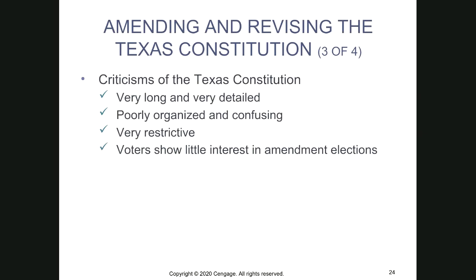Criticisms of the Texas Constitution today are that it's a very long and very detailed document. A lot of people feel like it's poorly organized and confusing. Part of that has to do with the large amount of detail and length in the document. So our Constitution has statute-like detail, which means that over time, we have some provisions in there that just are no longer applicable as society evolves. That's part of why it's very detailed and part of why it's very restrictive, because we rely a lot more on our Constitution, in part because we have those really restricted legislative sessions. Also, we've seen that voters show little interest in amendment elections, even though on the whole, amendments tend to pass overwhelmingly. Part of that has to do with the fact that we have extremely low voter turnout when it comes to these amendment elections.